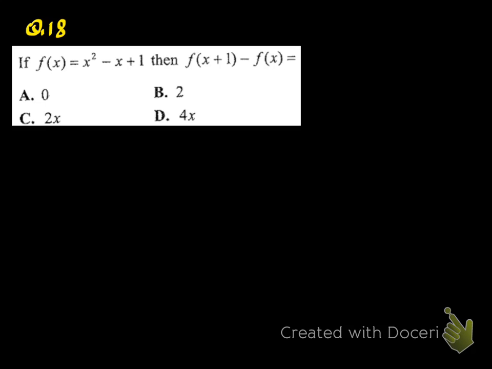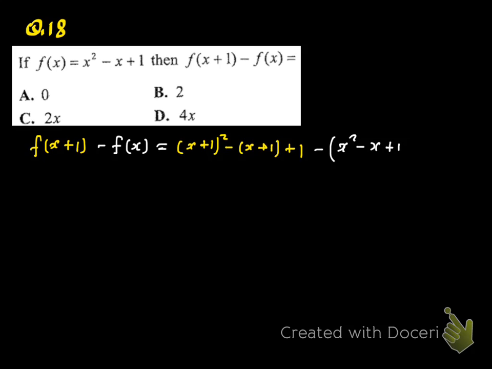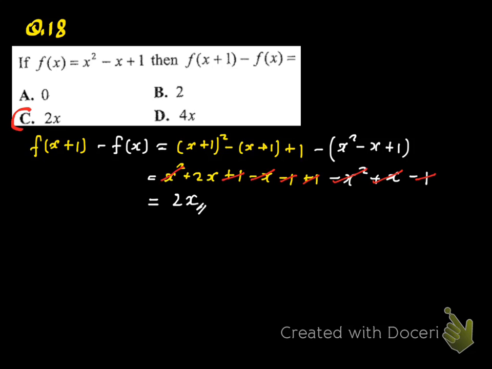In this question, we need to find f of x plus 1 and then minus f of x. And note, use the bracket and the minus on the outside. So expand out, cancel and simplify. We end up with 2x, and the answer here is C. So be careful of the minus, okay? Check and use the bracket.